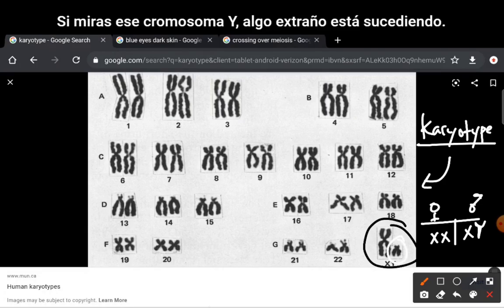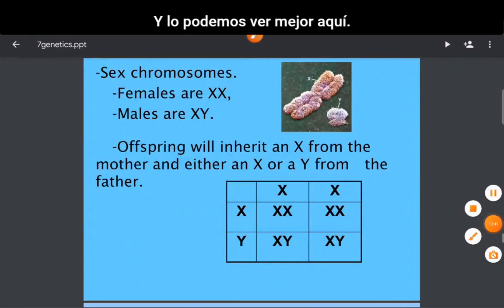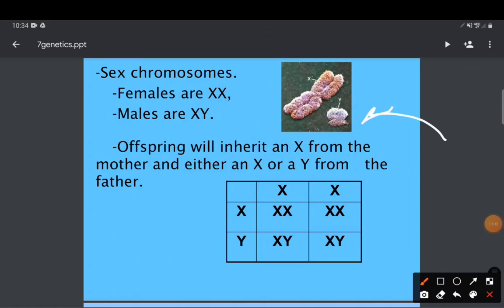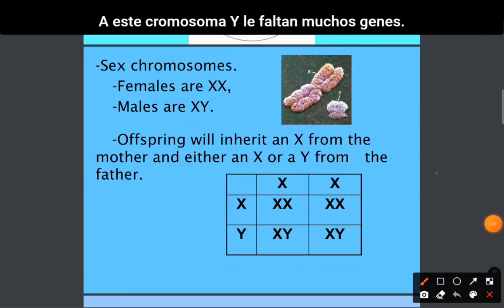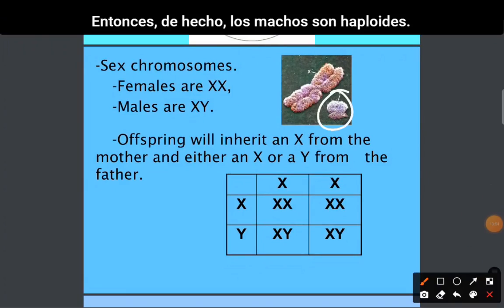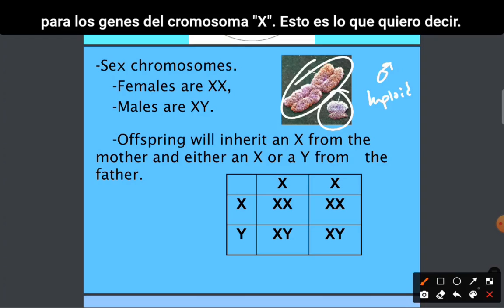If you look at that Y chromosome, something funky is going on, and we can see it better here. This Y chromosome is actually missing a lot of genes. So in fact, males are haploid for X chromosome genes. Here's what I mean.